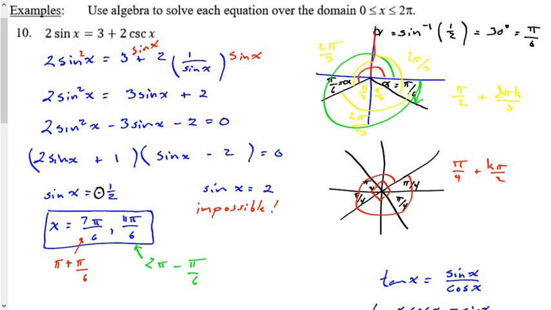If you don't have an exact value, you get decimal answers. Yep. How do we know which solutions are found in our graph? Okay.